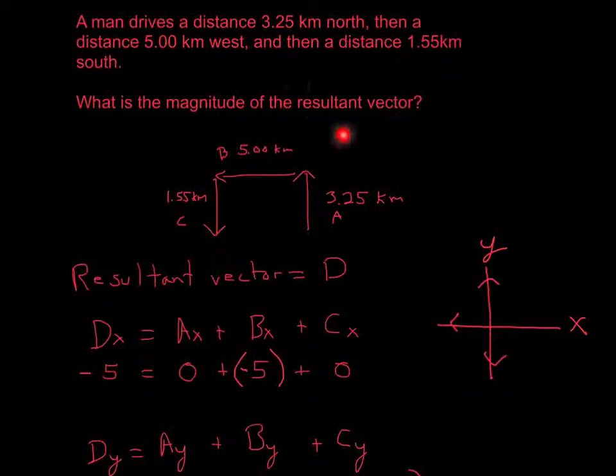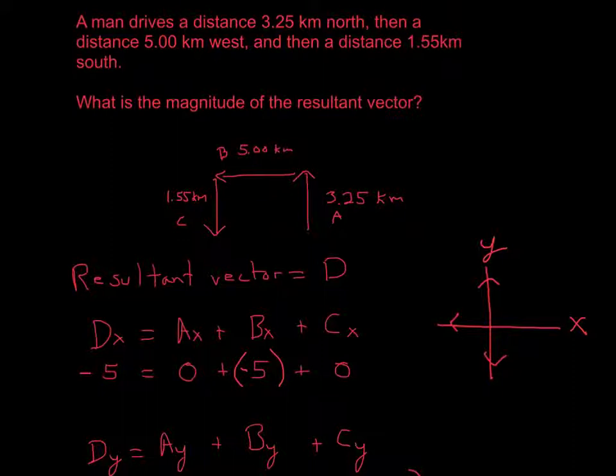So the question says, what is the magnitude of the resultant vector? So the resultant vector means that we're going to add up all these. And I said the resultant vector's name will be D. So A, B, C will add up to D. So the magnitude is length.